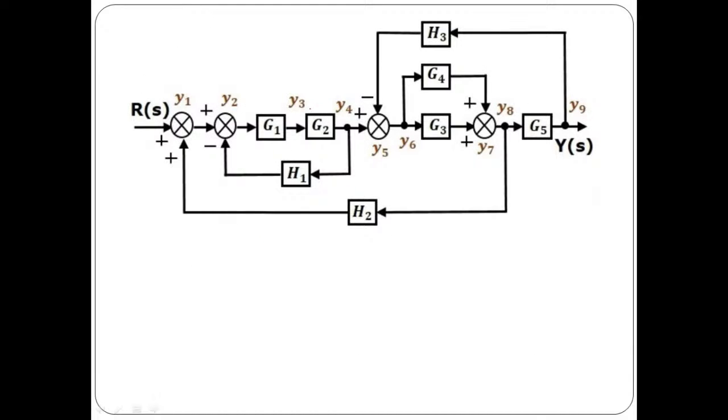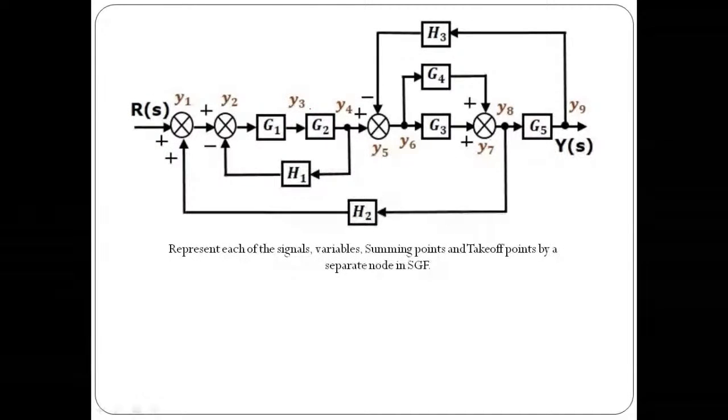So the same system is available over here. Now in step number 2, what we need to do, we are going to represent each signal, each variable, each summing point, and each takeoff point by a separate node in the corresponding signal flow graph. So whatever the signals, summing points, takeoff points or variables available in the block diagram, each one of them we are going to represent by a separate node.